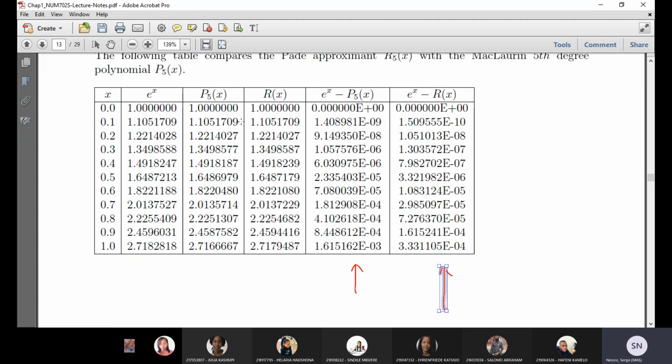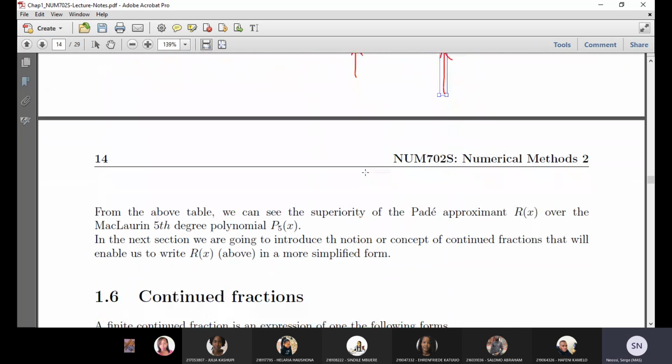So if you want to approximate, instead of using polynomials, because I told you that polynomials are not good to approximate functions at points. But with this experience, I can already tell you that it is better to use the Padé approximation compared to the polynomial approximation, right?